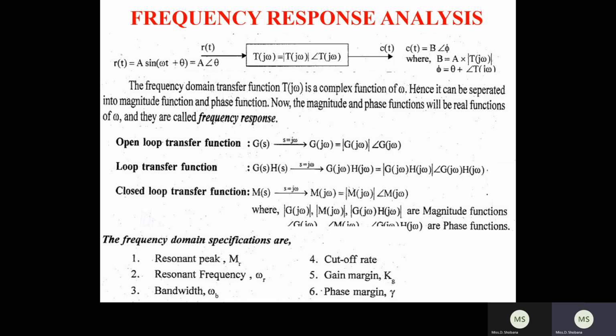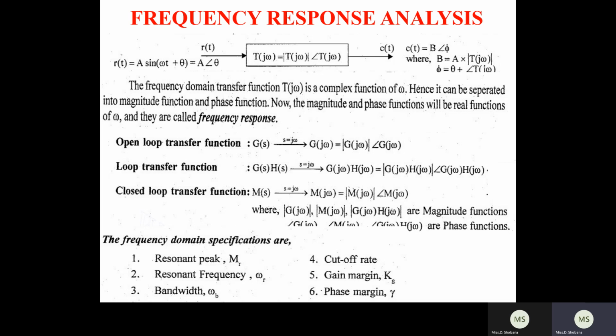Today we start with the frequency response analysis in the control system subject. Before starting this frequency response analysis, first of all, we should know what is meant by the sinusoidal transfer function of a control system. We already know what is meant by transfer function. It is the ratio of the Laplace transform of output to the Laplace transform of input with zero initial conditions.